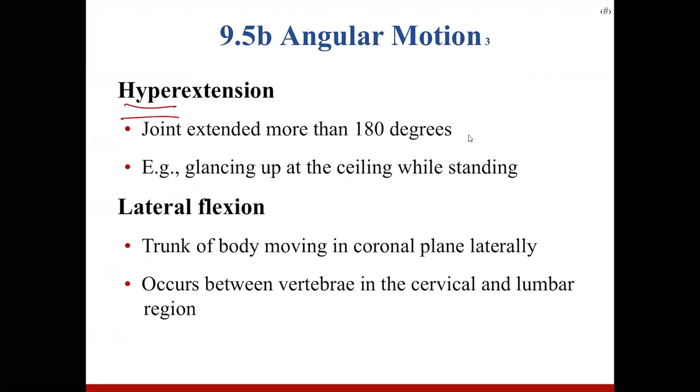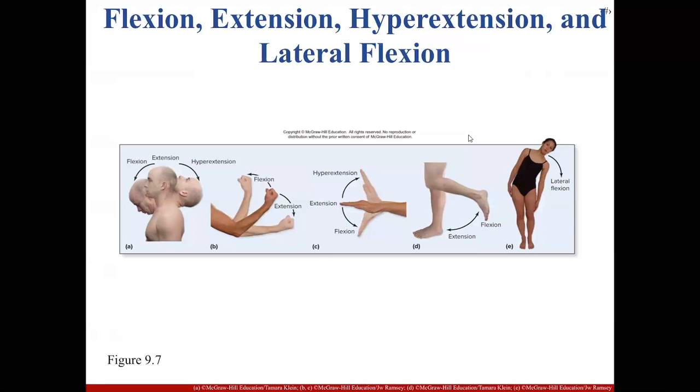So think about sitting and looking up at the ceiling and tilting your head back. That is hyperextension. Lateral flexion is when you move your trunk laterally, and it's between the vertebrae. So there are some pictures here. Flexion is going forward, hyperextension is going backwards. Same thing here: in flexion you're decreasing the angle, in extension you're increasing the angle. And lateral flexion is tilting the torso to the side.